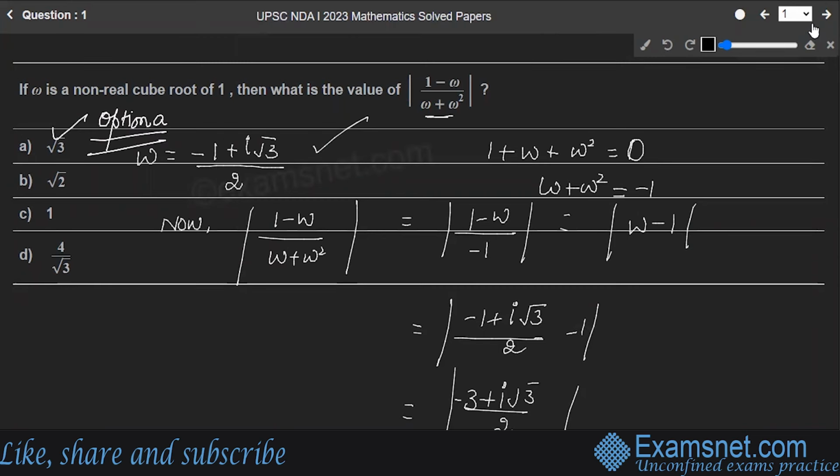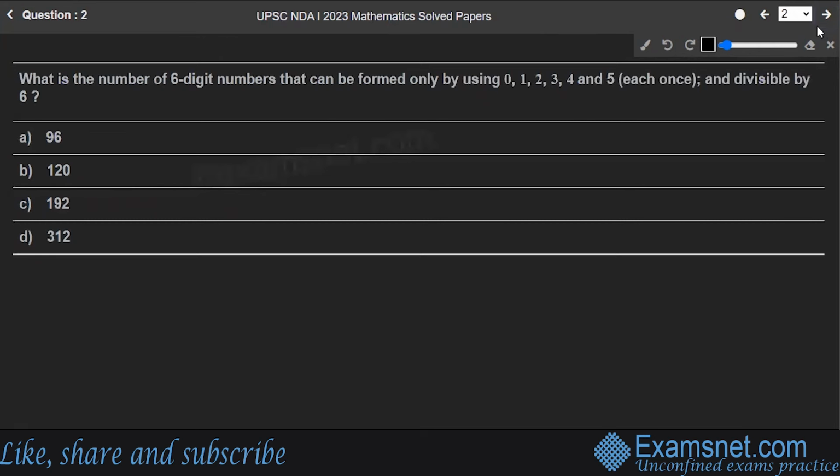Hope you got that. Next is question number 2. What is the number of 6-digit numbers that can be formed only by using 0, 1, 2, 3, 4, 5, each one once, meaning repetition is not allowed, and divisible by 6? So very first thing, you have to form a 6-digit number, right? First, it should be a 6-digit number. Second, no repetition. Third is that it should be divisible by 6.